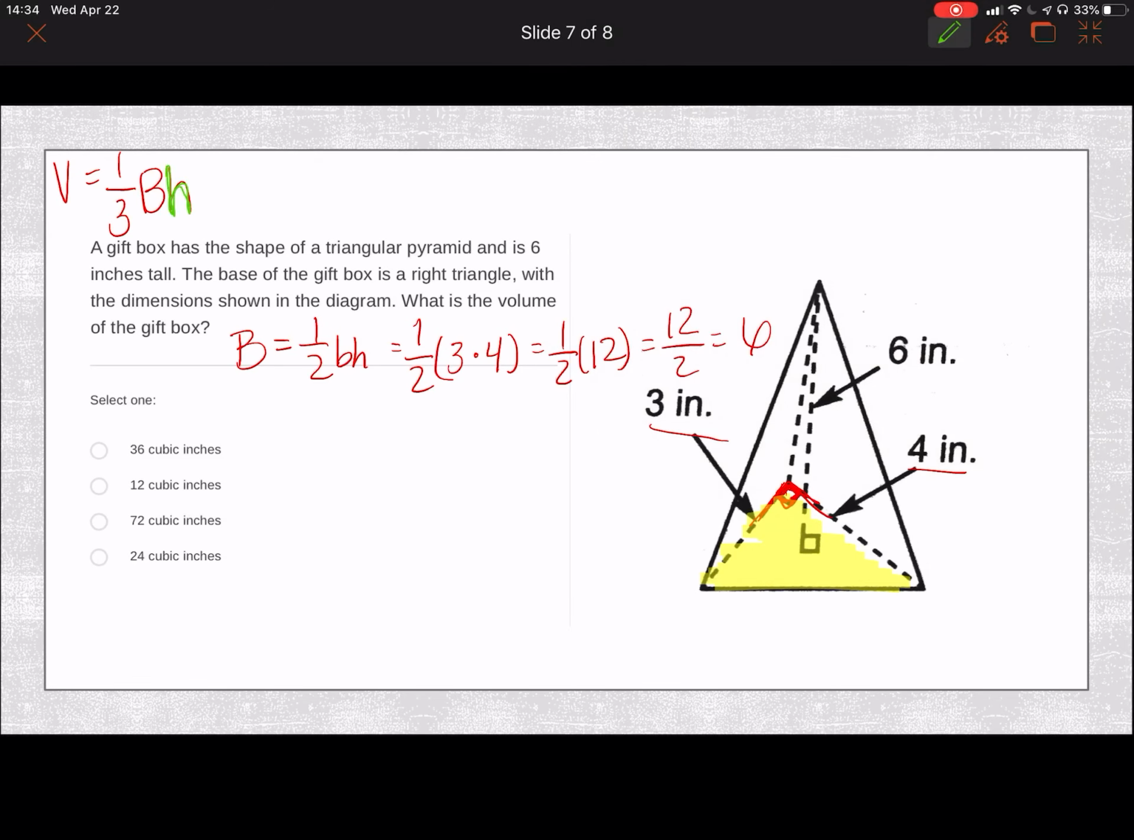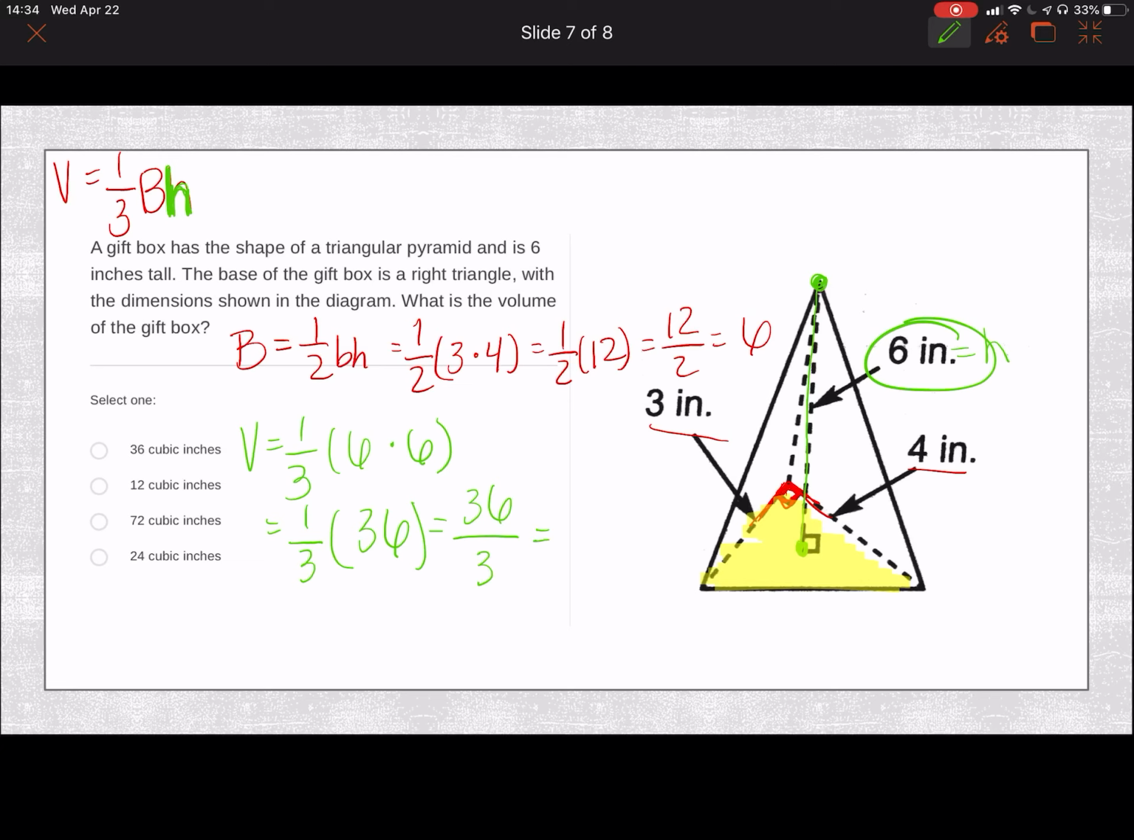For the height of our prism, it's a little bit different. It goes from the very top of the pyramid to the center of our base. So in this case, our height is 6. So now we can fill in our volume formula. Big B is 6. The height in this case is also 6. So 6 times 6 is 36. You can also write 36 divided by 3. In this case, it is 12 cubic inches.